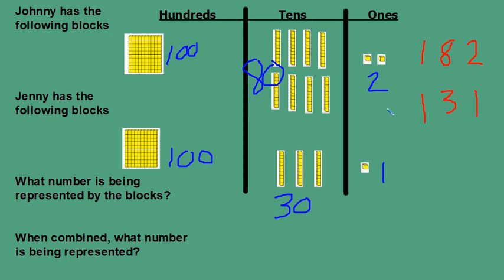Let's add the two amounts together. I'm going to start in the ones place. 2 plus 1 is 3. I'm going to go to the tens place. 8 plus 3 is 11. Now remember, we can't write 11 here. We can only put one digit here. 8 plus 3 is 11. 1 stays here. We carry 1 over to the hundreds place.